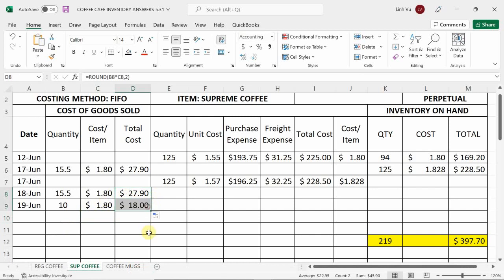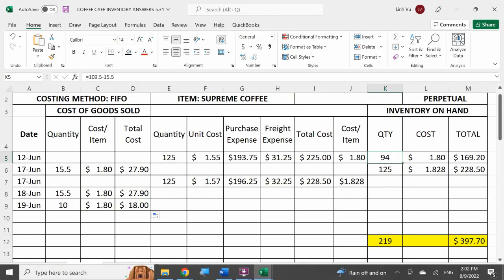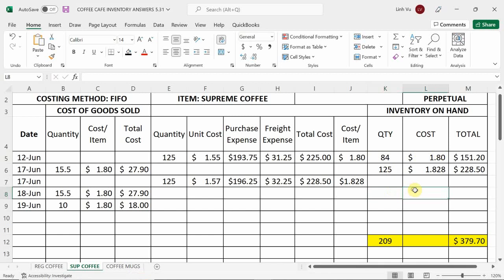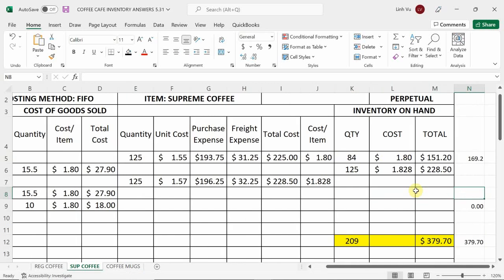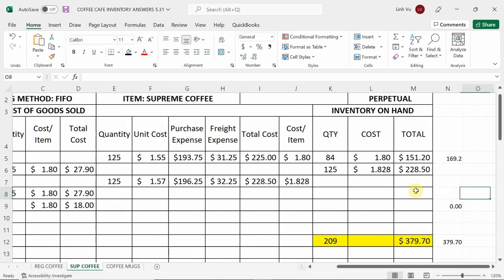Good. So in this case, what is 10 times 1.8? $18. So in this case, I need to update my inventory. I no longer have 94 because I sold 10. So how much should I have left? 84 pounds. Good.